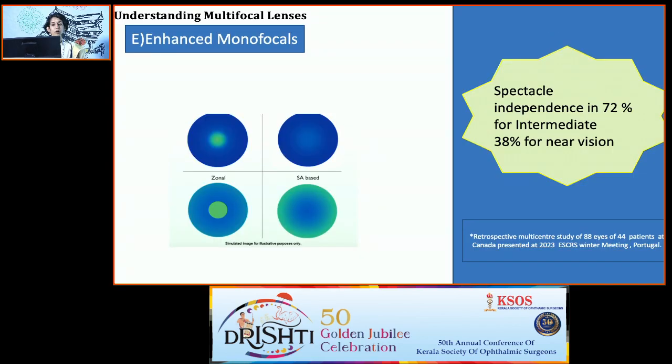So when we speak about enhanced monofocal, the asphericity in the anterior surface of the lens gives a patient a little bit of intermediate addition as well. So without the patient experiencing glare and halos, he can expect spectacle independence in intermediate vision in 72% and 38% for near vision.